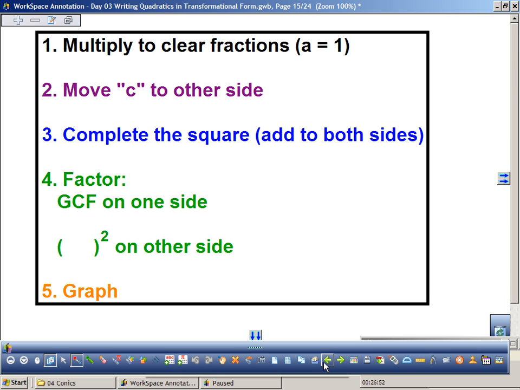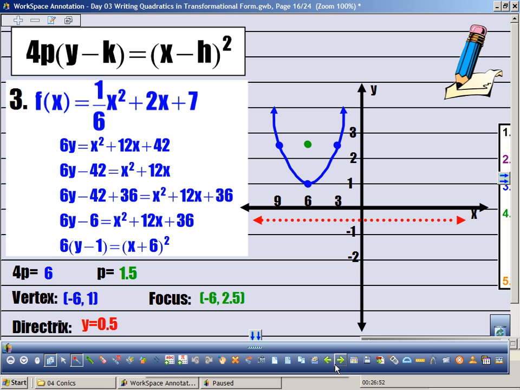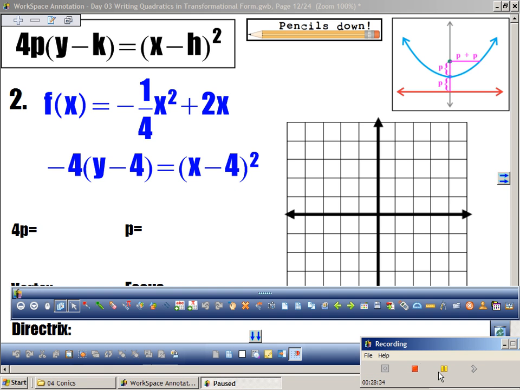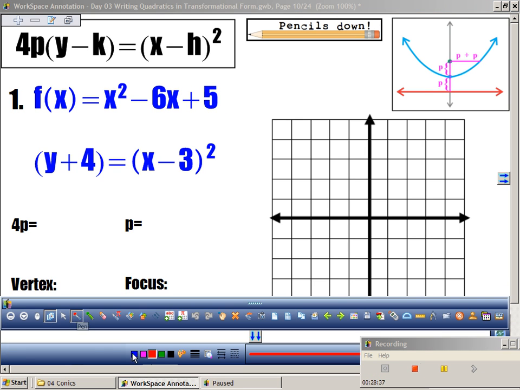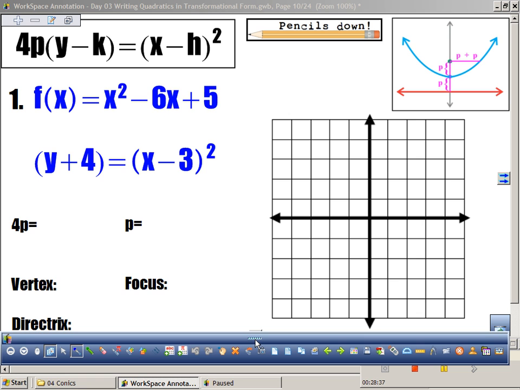Do you guys want to write the steps down first? You just want to write your example down? Okay, there you go. I'm going to pause it. All right, I'm going to go back to 1 because this is the hardest one on your worksheet.